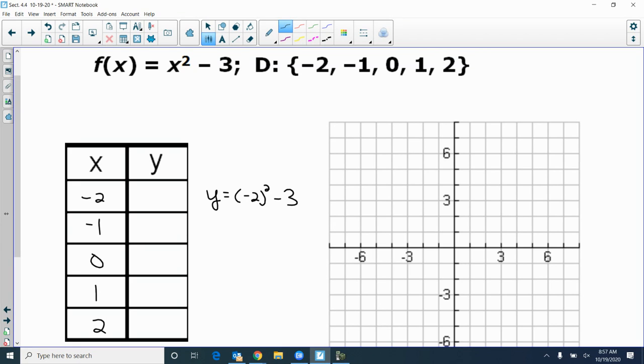F of X is basically a fancy way of saying Y. Like he said over here, we want to solve for Y, and it's already solved for Y. So here's the way to put this in the calculator. Josh, what did you get for -2? One. Okay, -3. So I got -2, 1 for that one.